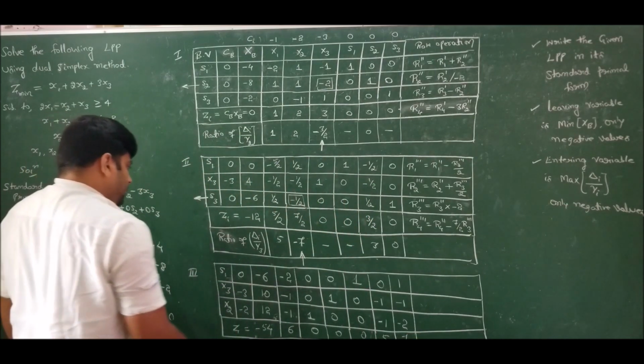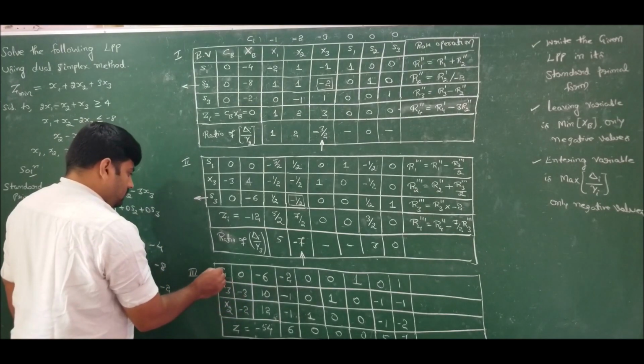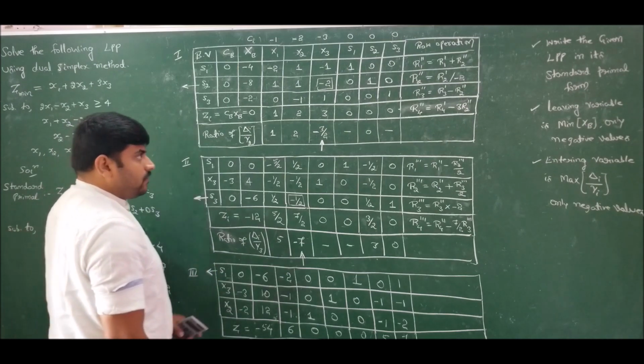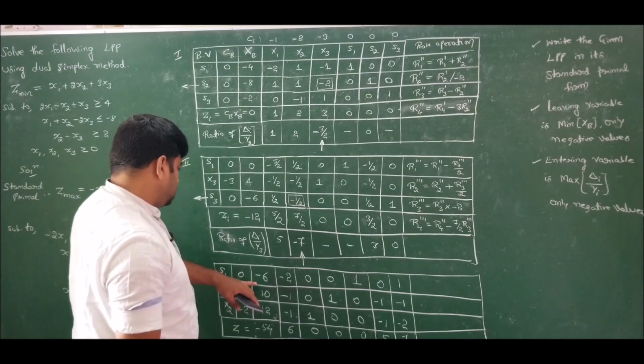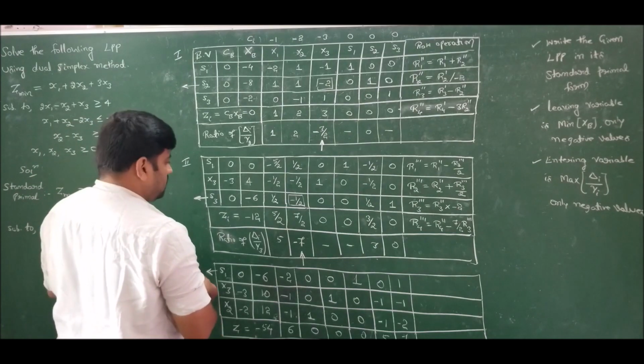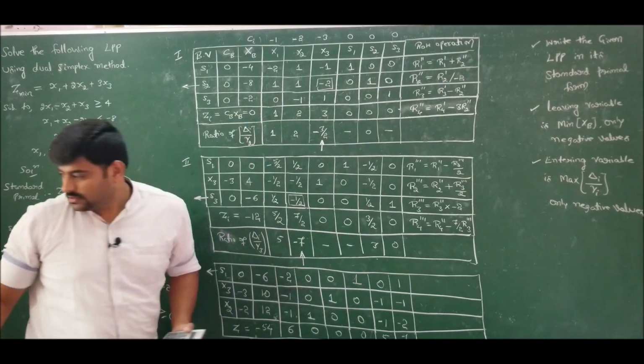Now the most negative is this one, so this will leave. So minimum of xb is -6, so this should leave. Now to calculate the entry variable, we don't have space. Let me rewrite it once again.